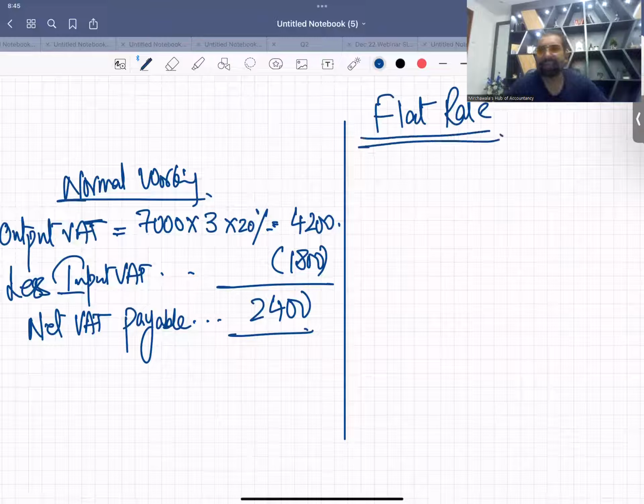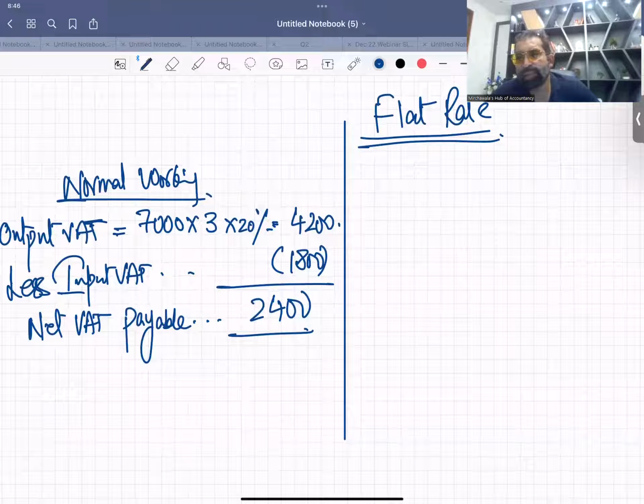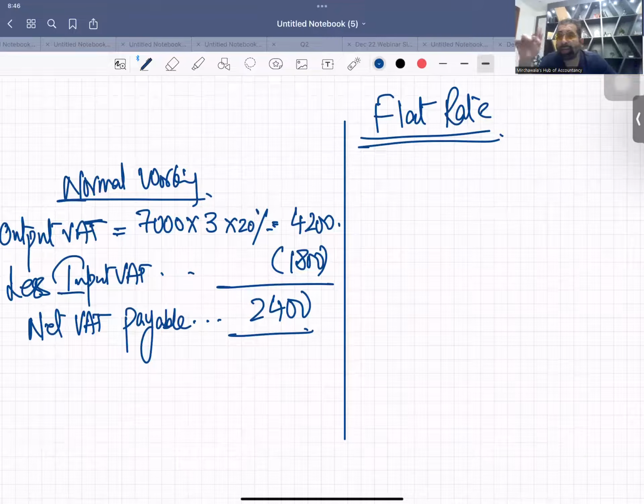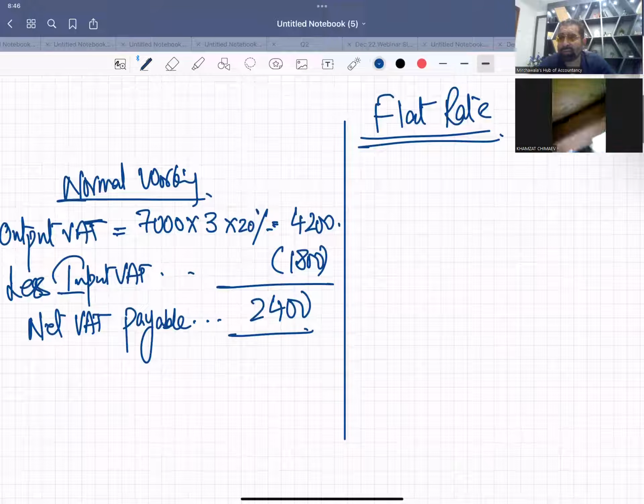Now the second option. In the flat rate scheme, there are two things. I hope you remember the way I taught you. One is bad news and one is good news. Bad news is that you cannot claim input VAT. But the good news is that now you have to pay output VAT at a reduced rate.